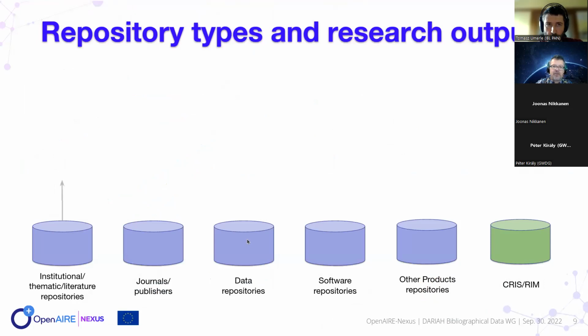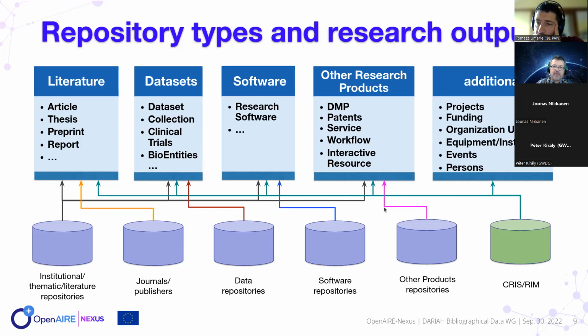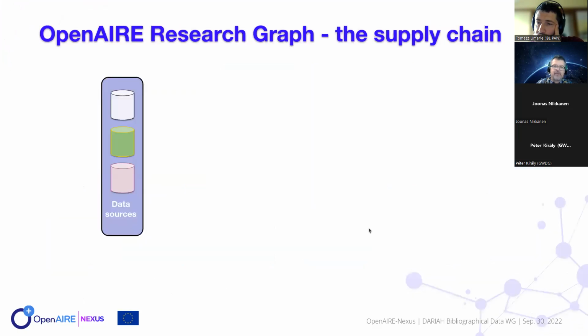This is a short overview of the repository types. I think you are all well aware of this. We have literature from institutional and thematic repositories, journals, data sets, and so on. And additionally, from CRIS systems, we get information about projects, fundings, organization units, and so on. This is all covered by the OpenAIRE research graph in the aggregation phase.